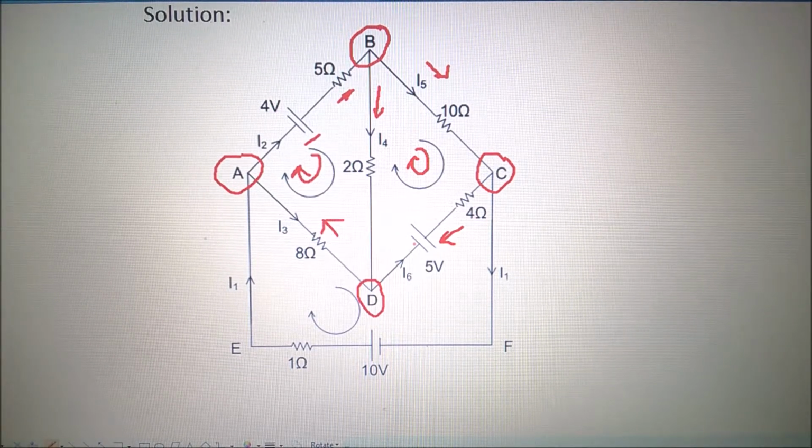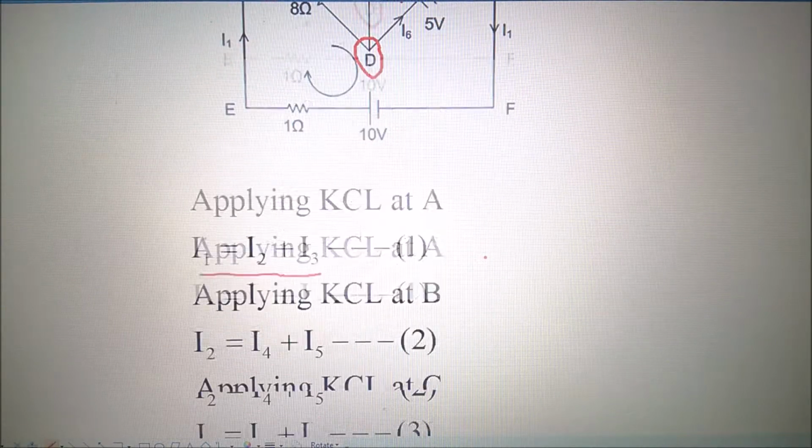And in this battery, you can see we are moving from the positive terminal to the negative terminal. Therefore, higher potential to lower potential, so it will be negative. Therefore, minus 5. Now as we go from D to B, we are moving in the opposite direction of I4. Therefore, it is plus 2 I4. Altogether, we got this equation.